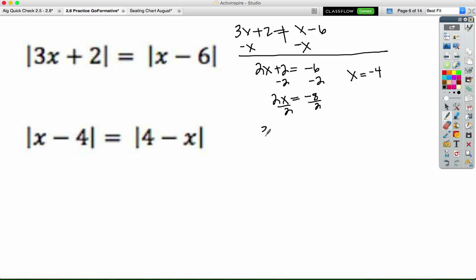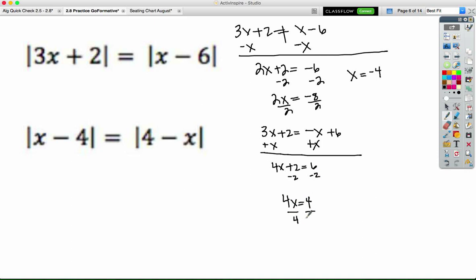Now I can properly work the second version. Once I distributed that negative, I got negative x plus 6. And this time, because x is negative, I will add it to both sides. I'll have 4x plus 2 equals positive 6, minus 2 from both sides. I'm left with 4x equals 4. And when I divide both sides by 4, I'm left with x equals 1. So the answer for my first one comes out to be, from least to greatest, negative 4, comma 1.